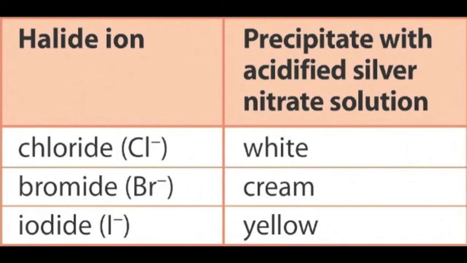Chloride ions would produce a white precipitate, bromide ions a cream precipitate, and iodide ions a yellow precipitate. The dilute nitric acid is needed in this test to remove any carbonate, sulfite, or hydroxide ions present, as they also produce a precipitate with silver nitrate.